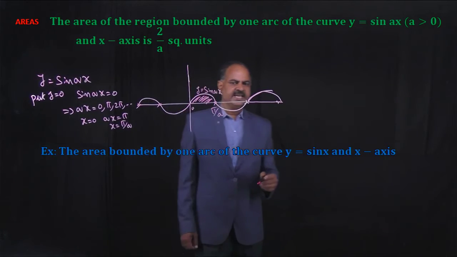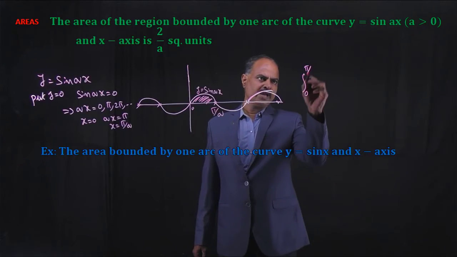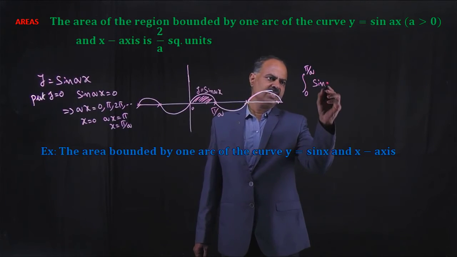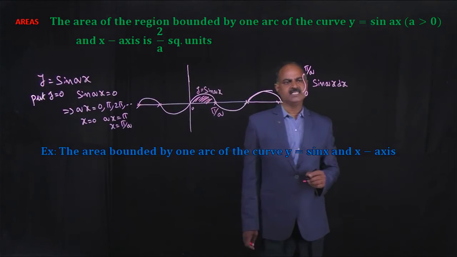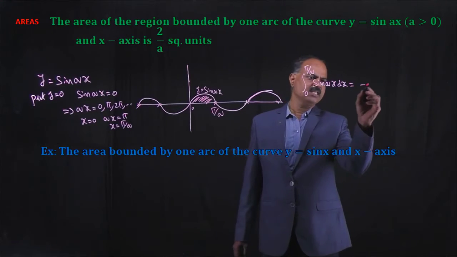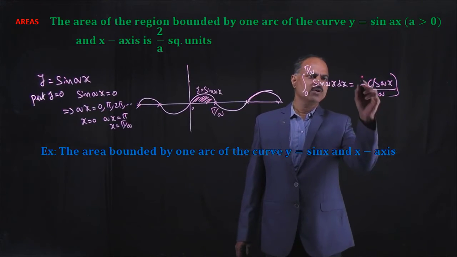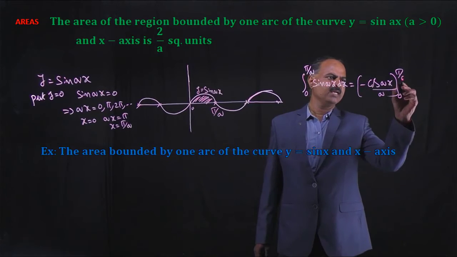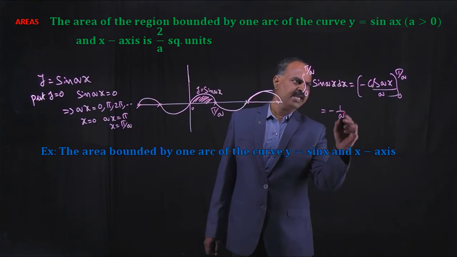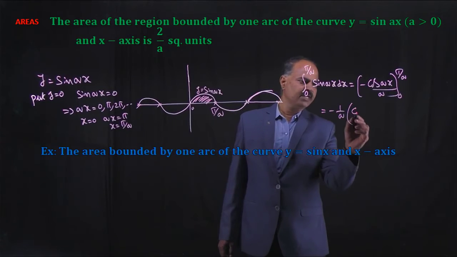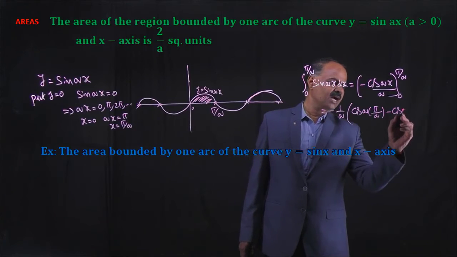Now required area is equal to integral 0 to pi by a of sin ax dx. We know that integral of sin x equal to minus cos x, so that is equal to minus cos ax by a, with limits 0 to pi by a. Now this is equal to minus 1 by a into, substitute upper limit in place of x, cos a into pi by a minus cos 0.